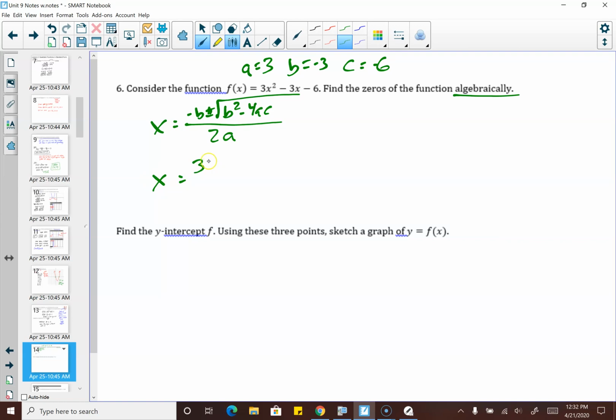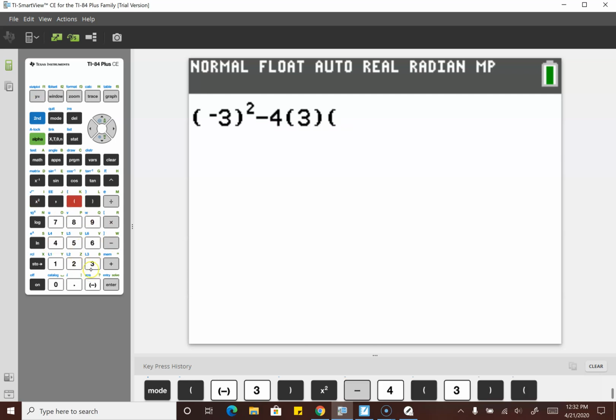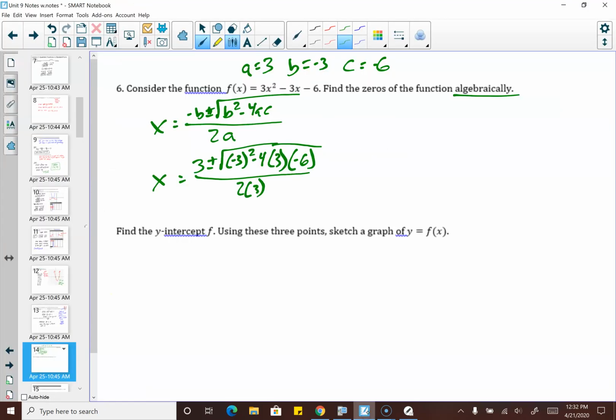So negative b is positive 3 plus or minus the square root of -3 squared minus 4 times 3 times -6, all over 2 times 3. I will go to my calculator. -3 squared minus 4 times 3 times -6. I get 81. So we get 3 plus or minus the square root of 81, over 6. We know 81 is a perfect square, so we have 3 plus or minus 9 over 6.